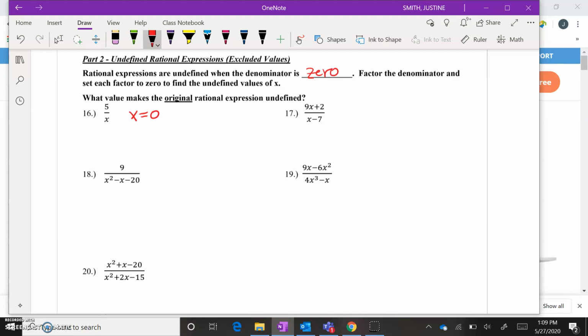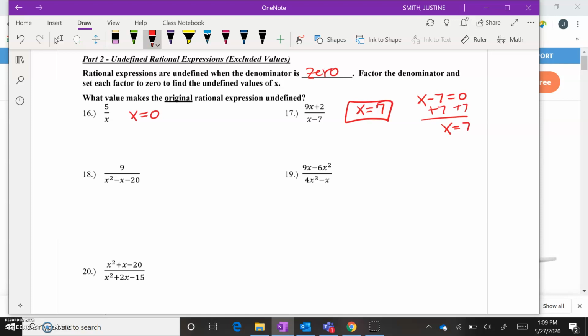Okay, the second one, x minus 7, we're going to say when x is equal to 7, it would be undefined, right? Because 7 minus 7 is 0. If it's something more challenging than that, right, you just set it equal to 0. Okay, so you set the factor equal to 0 and solve to get your answer of x equals 7.